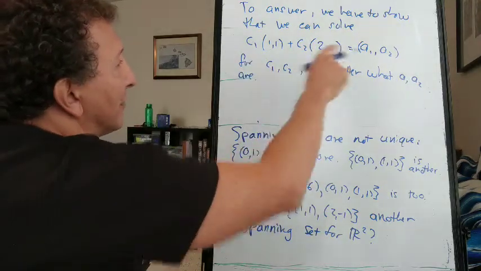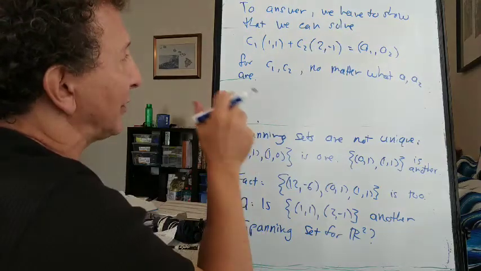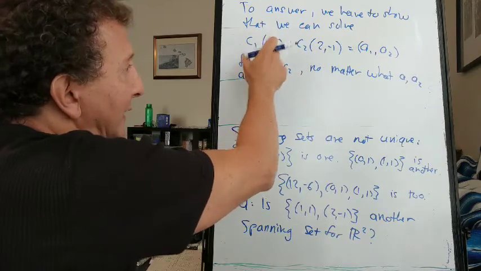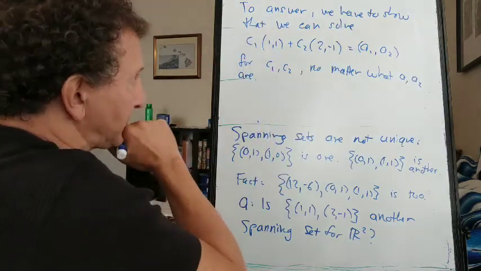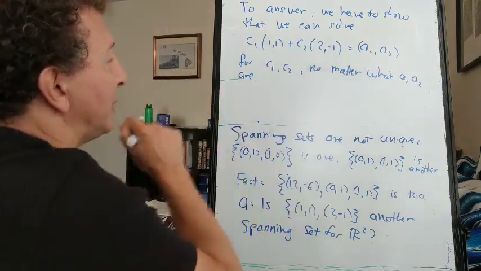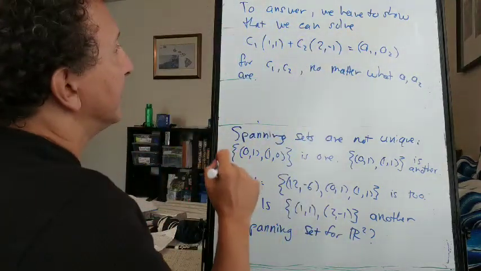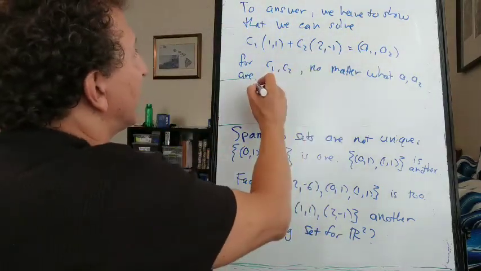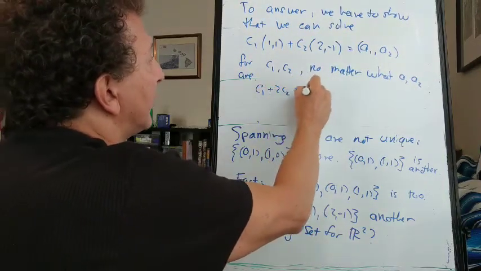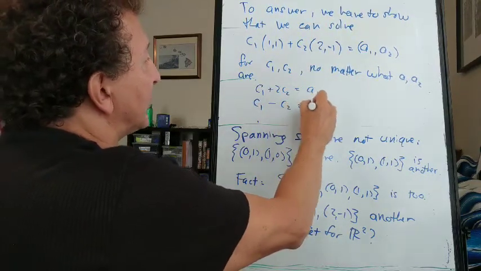So we should be able to solve this, if these are a spanning set, for C1 and C2, and the solutions should work no matter what A1 and A2 are. The solutions might have A1 and A2 in their formulas, but we should be able to plug in any A1 and any A2 and be able to express it in terms of (1, 1) and (2, negative 1). So let's try this. This equation tells us that C1 plus 2C2 has to be equal to A1, and then C1 minus C2 has to be equal to A2.